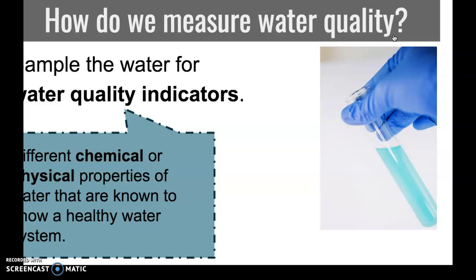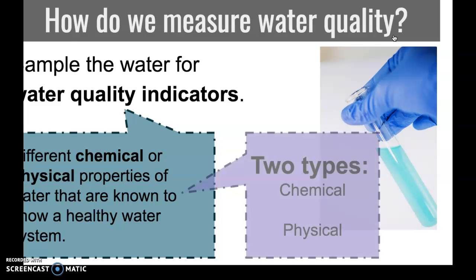So we measure water quality using what we call water quality indicators. The definition of this, and what you first write down, is different chemicals or physical properties of water that are known to show a healthy water system. Good. So we're looking at the different chemical or physical properties. We have two types, chemical and physical, and we're going to investigate each of those.